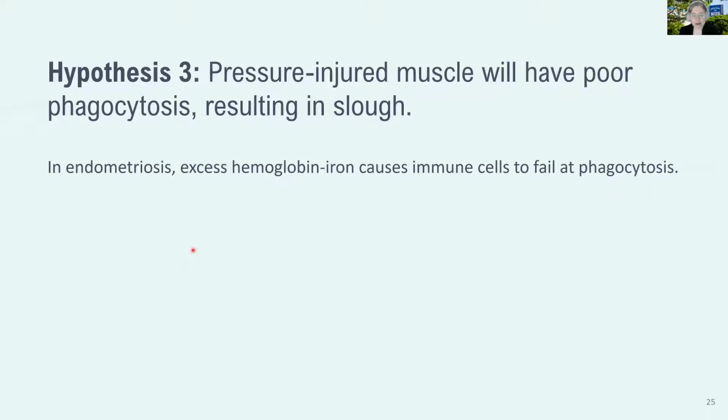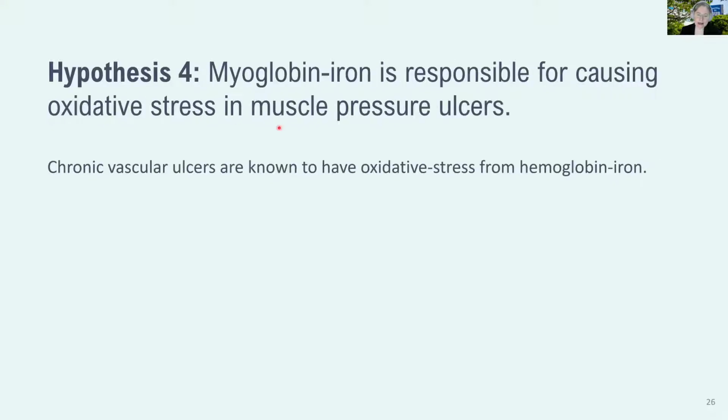Another hypothesis I want to bring in is that hemoglobin, if you have a lot of hemoglobin, it tends to cause immune cells to fail at phagocytosis. This has been discovered in endometriosis. So I'm hypothesizing that the pressure-injured muscle is going to have poor phagocytosis resulting in slough, as well as having this myoglobin iron causing oxidative stress.